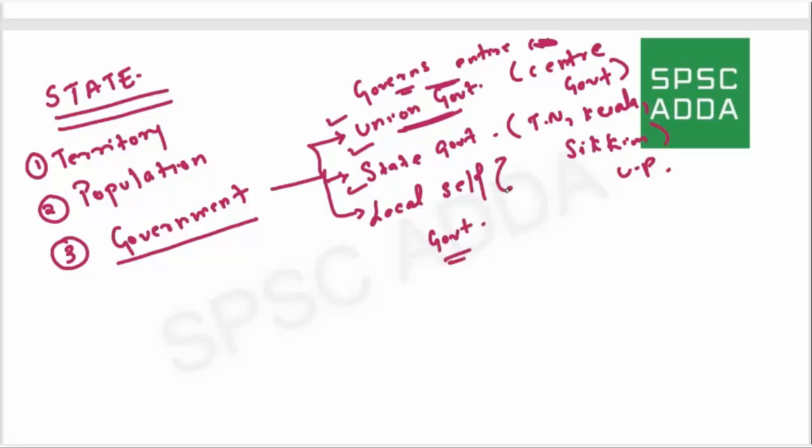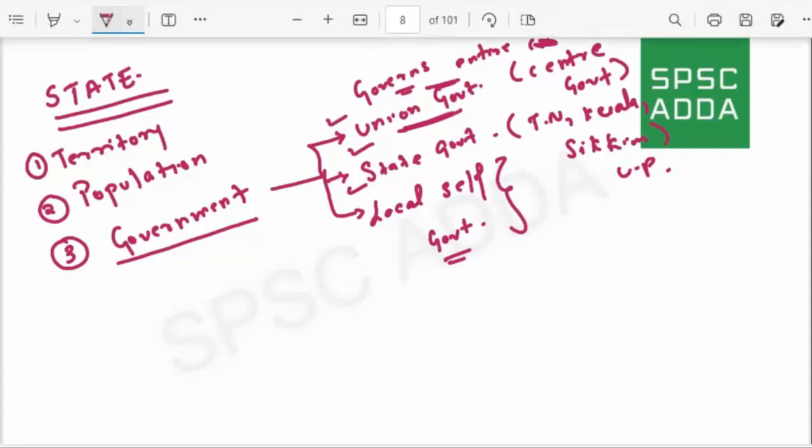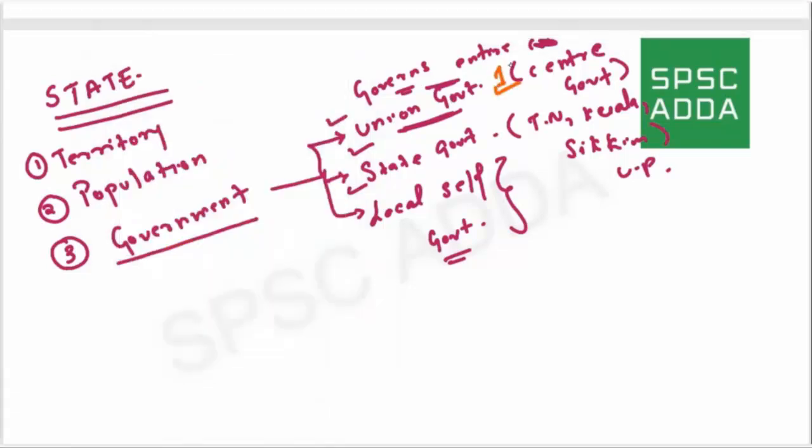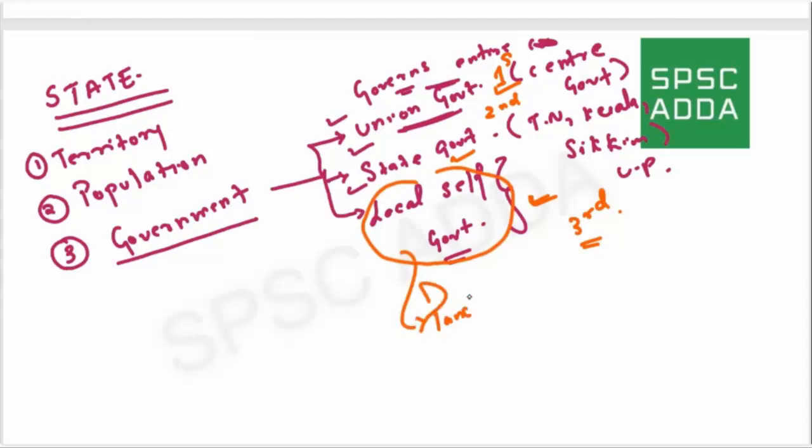Now what is this local self-government? I'll tell you. This is the third tier of government in a country. The first tier of government is union government. State government is the second tier, and local self-government is the third tier. Have you heard about panchayat? Yes, sir. Have you heard about municipality? Yes, sir. So these are part of the local self-government, or the third tier.